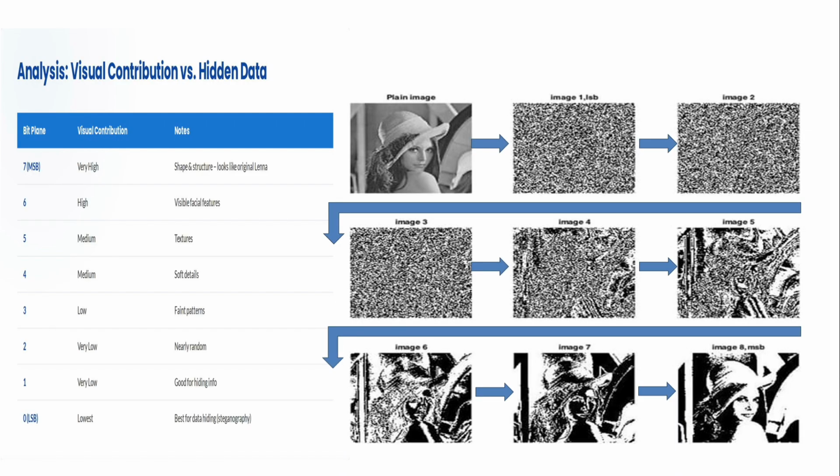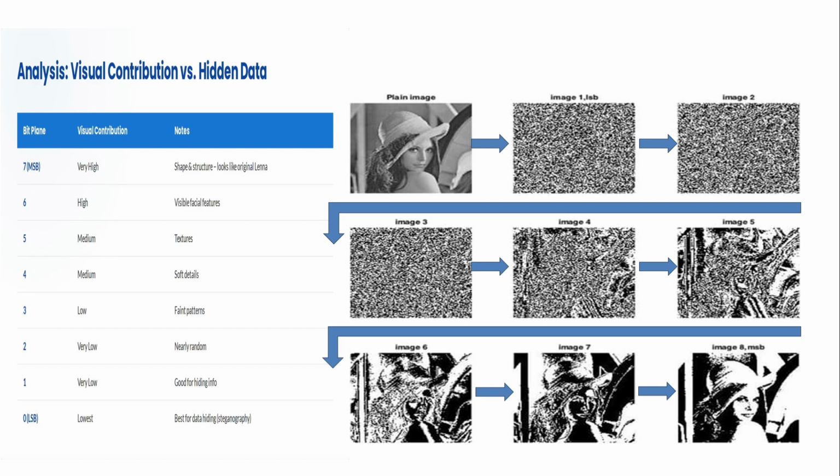Bitplane 7, the MSB, contains the highest visual contribution. It carries the overall shape and structure of the image, almost like a simplified version of the original. Bitplane 6 also carries strong information, especially facial features and major edges. Bitplanes 5 and 4 contain medium-level texture and soft details. As we move lower, bitplane 3 provides very faint patterns, while bit planes 2 and 1 contain almost random-looking information with very little visible structure.